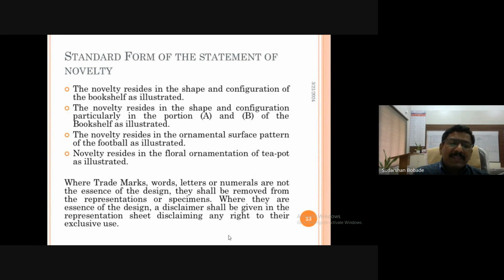Next one, novelty resides in the floor ornamentation of the teapot as illustrated. Now see, floor ornamentation means what?